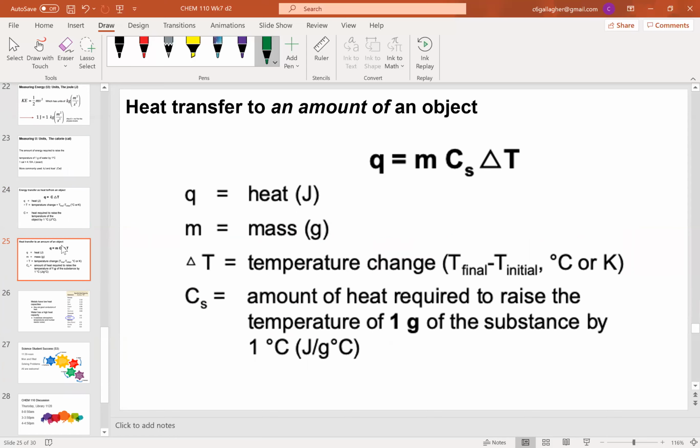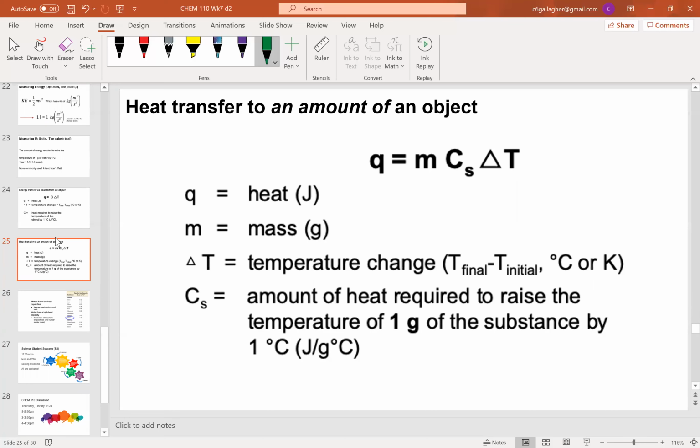Now that's going to be really useful because we can also modify this equation to say if we're transferring heat to an amount of an object, we can say Q is equal to m Cs delta T. So in this case, again, Q is heat, m is mass, delta T is the temperature change, and then Cs is the heat capacity that's required to raise the temperature of 1 gram of the substance by 1 degree Celsius.